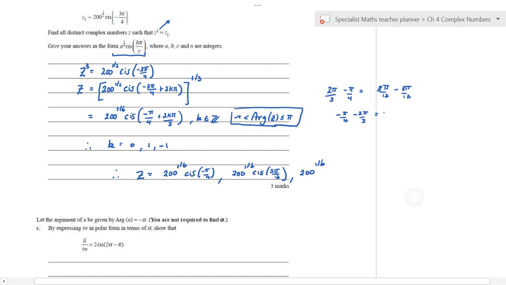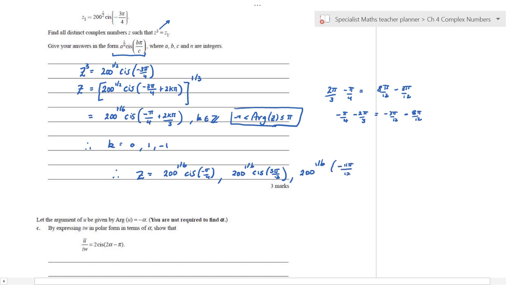Okay, so we're looking at minus 3 pi on 12 and then we're looking at minus 8 pi on 12. So that's going to be cis of minus 11 pi on 12.